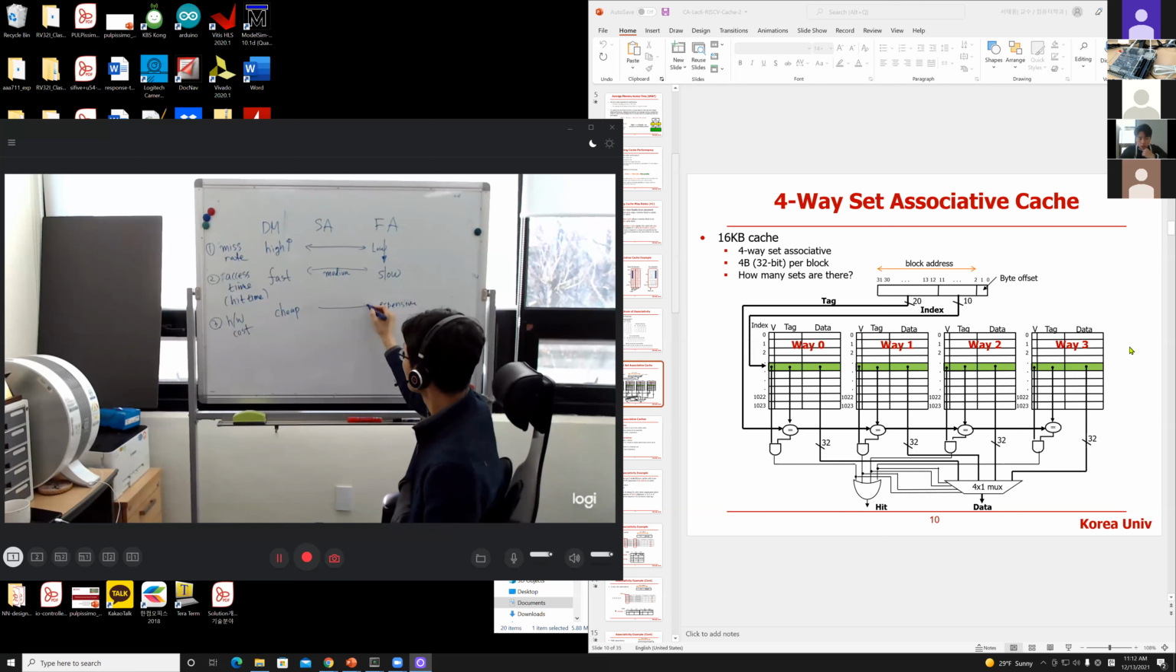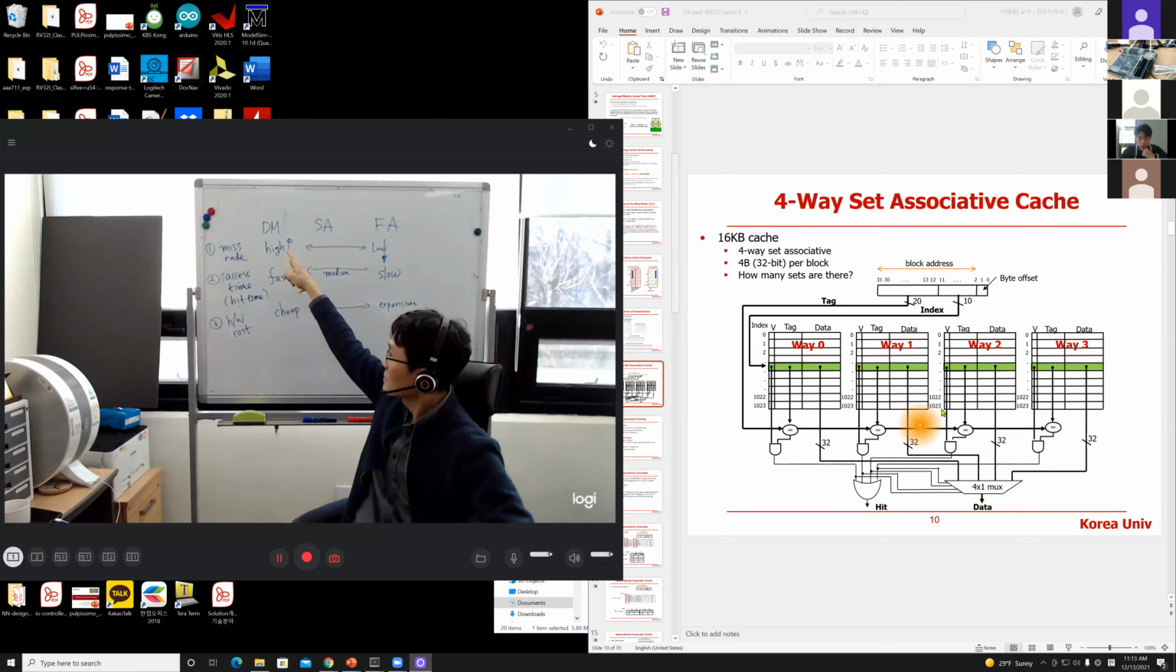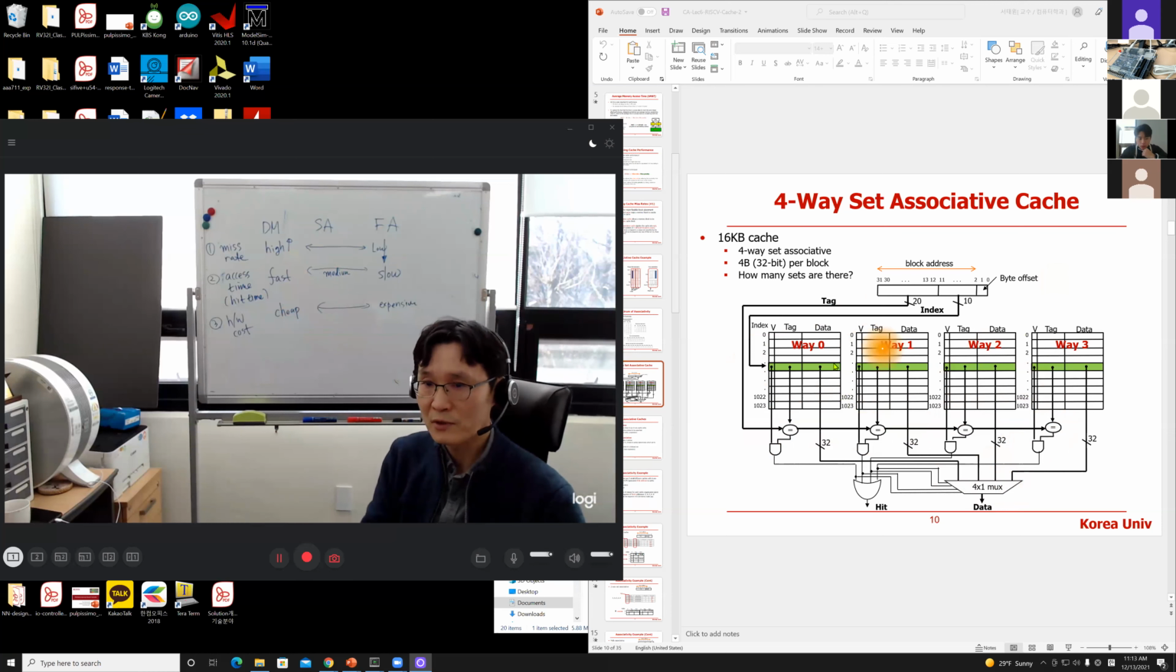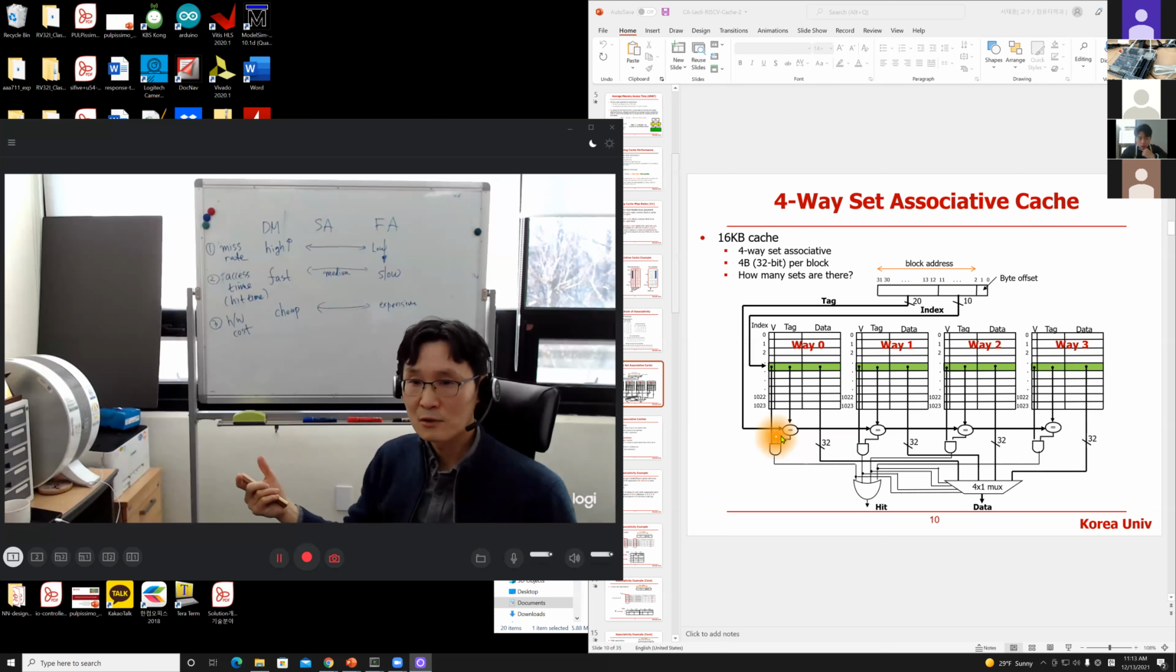So why is that? Think about four-way set associative. You need 4 different comparators, AND gate, and an additional multiplexer. Whereas direct map cache, you have only one way, right? You don't have way 1, way 2, way 3. You have only one comparator, one AND gate, and so on, right? So it is going to be cheap. You use less amount of hardware resources to implement direct map cache, right?